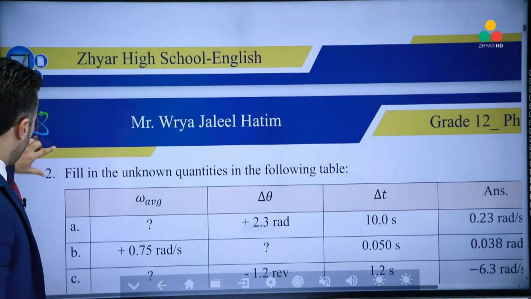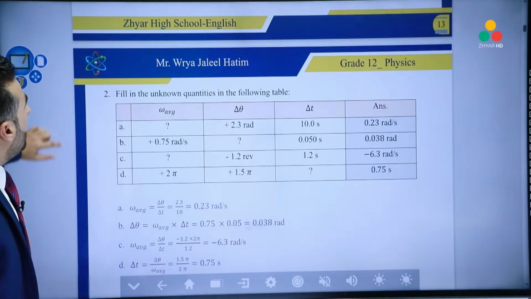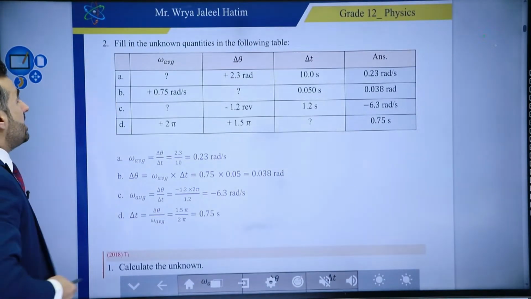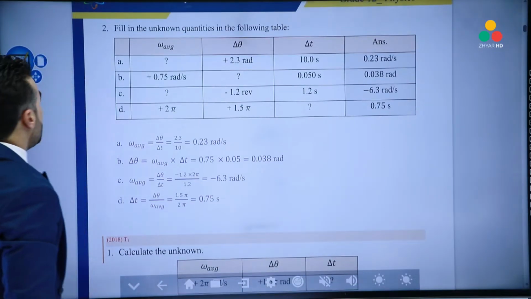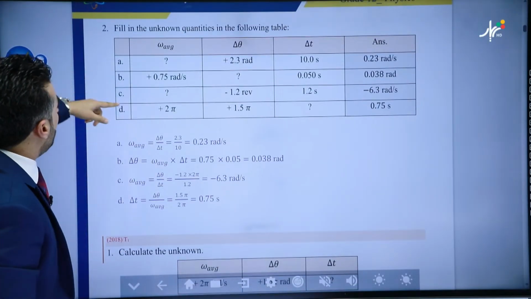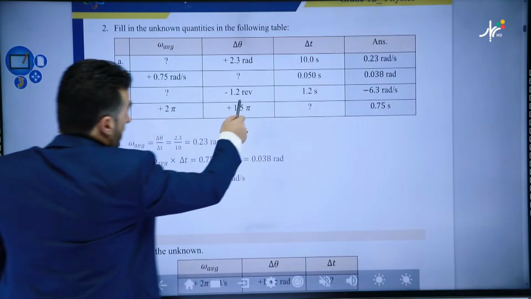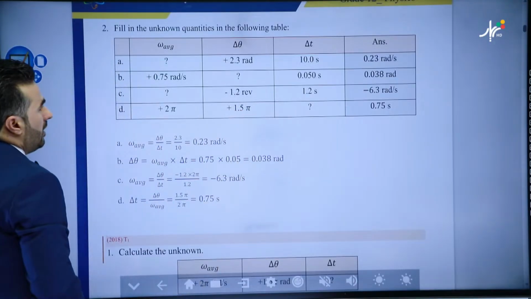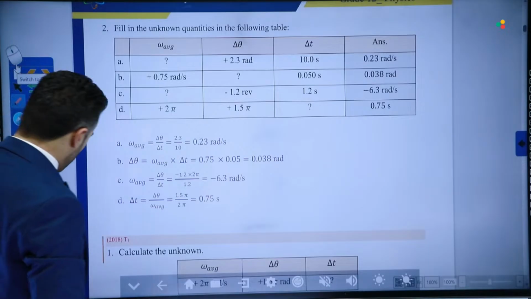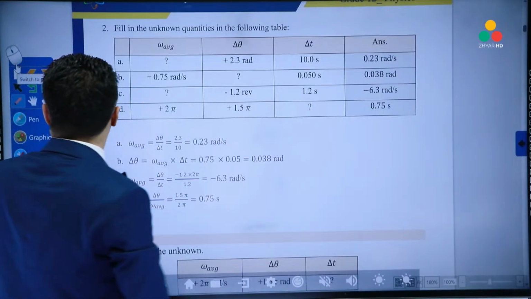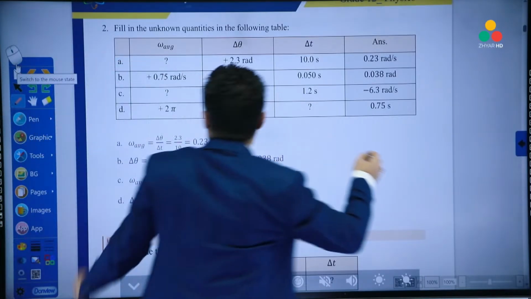We have another question. It says fill in the unknown quantities in the following table. I'm not going to do A, B. Perhaps I'll do C because there is a revolution, and then the rest you can do on your own. All right, so let's take a look at this. But I'll tell you how you can do them.